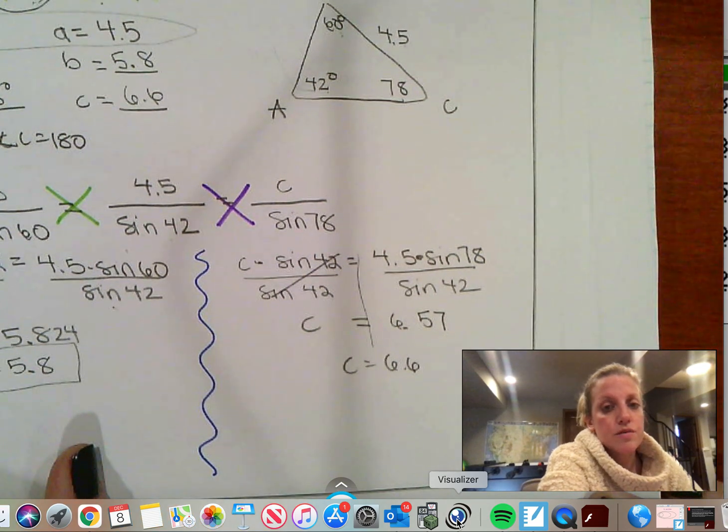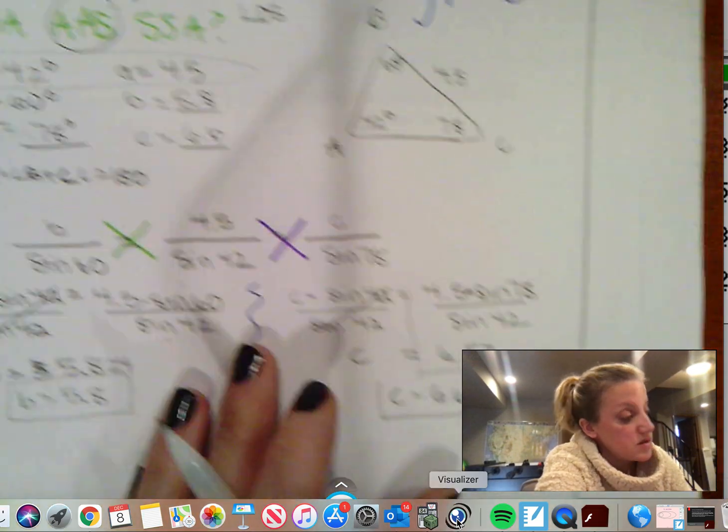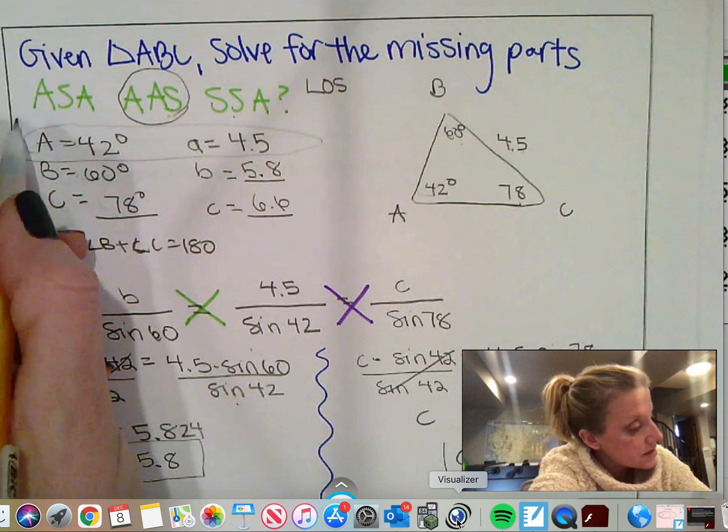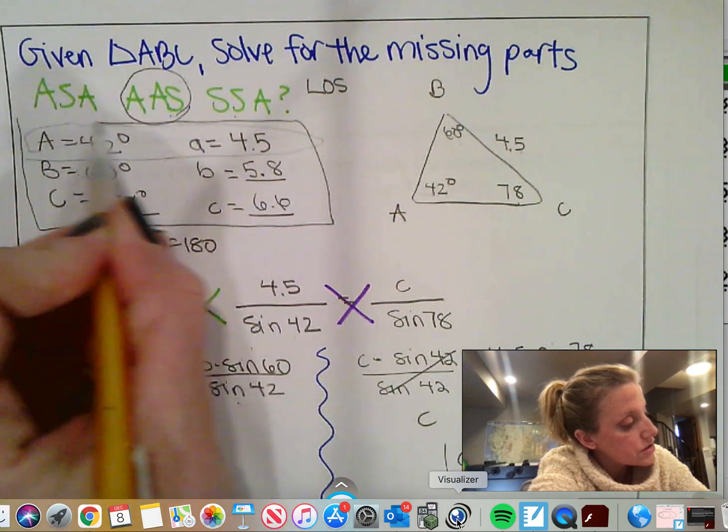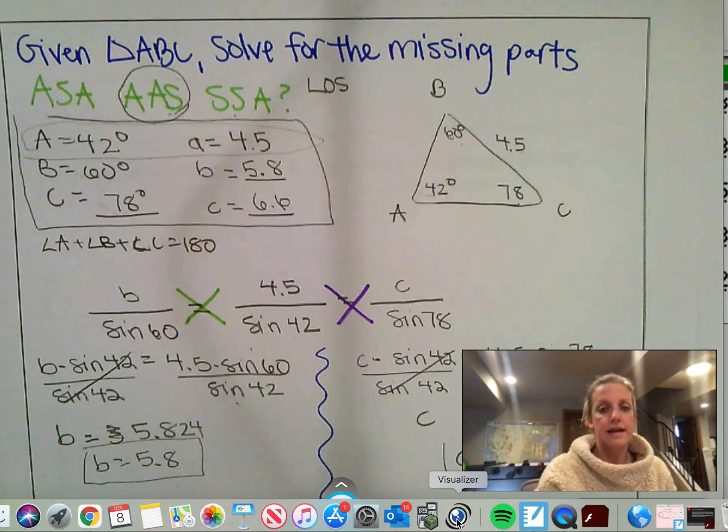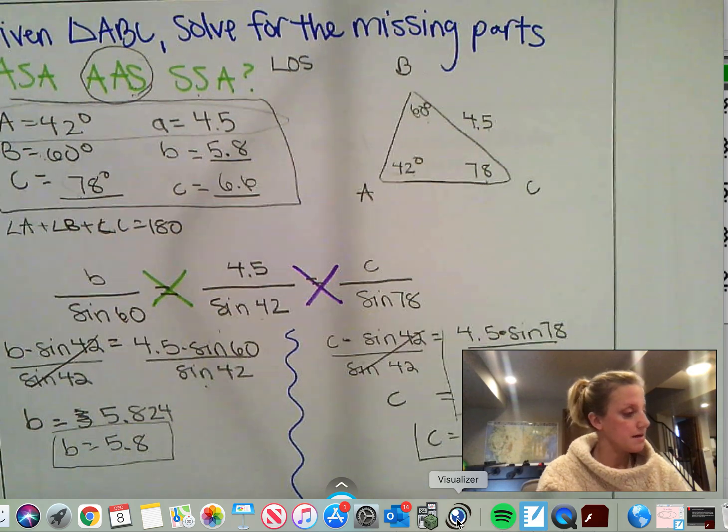6.6. So now what's happened is I have solved the triangle for the missing parts because I have all three angle measures and all three side lengths. Let's try another example.